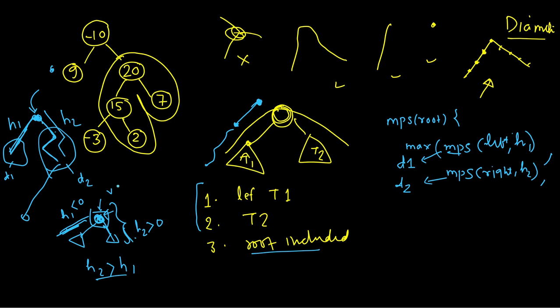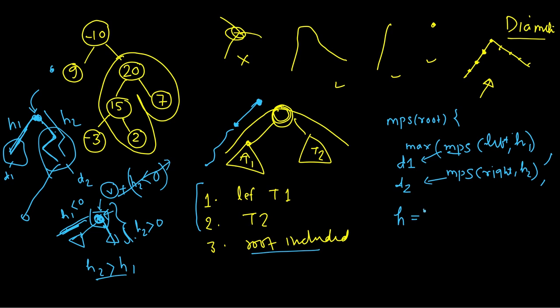Then will we simply add v plus h2? No. If h2 is less than 0, then adding it to this does not improve our height, so we will not include it. So first we will pick the maximum of h1 and h2, and whichever is larger, we will check if it's larger than 0, then we will add it to root value, and that will be the h for this case.